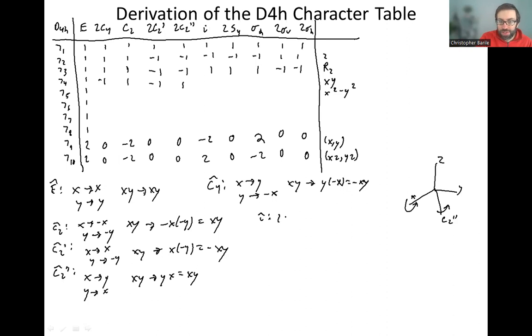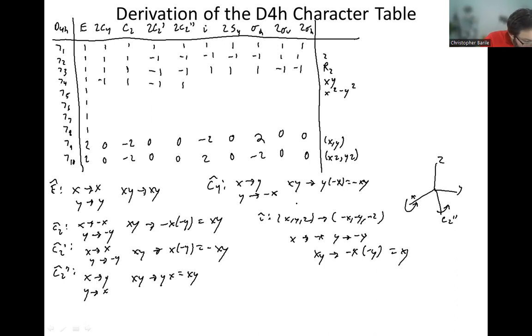Inversion, definition we start with, x, y, z. Goes to any point, goes to -x, -y, and -z. And so x goes to -x, y goes to -y. And so xy goes to -x times -y, which is equal to xy. So xy went to xy. So for inversion, we get 1.